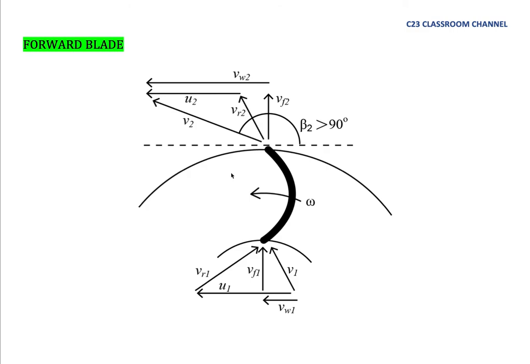I have explained in detail about this in my previous video. So this is the velocity triangle at inlet, and this is the velocity triangle at outlet. And the forward blade has a blade angle more than 90 degrees.